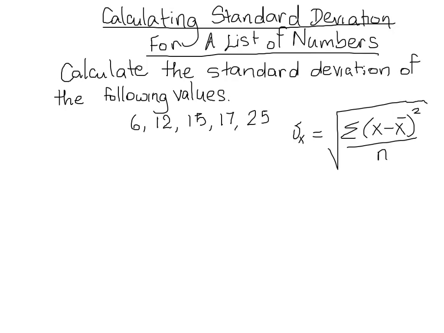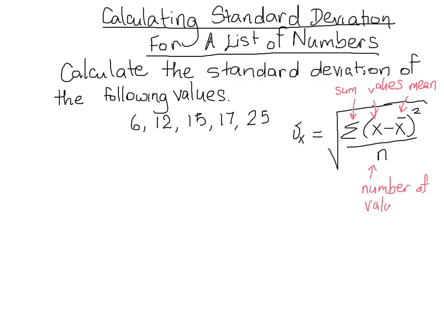Okay, so in our formula, this symbol, as you may know, is the summation sign. So when you see that symbol, it just means you need to find the sum of whatever comes afterwards. X is just a list of numbers, each and every x value that you're given. But the x with the line over it, which I also call x bar, is our mean, or average, of our numbers. And n is the number of values.